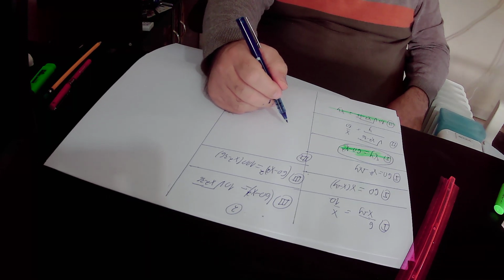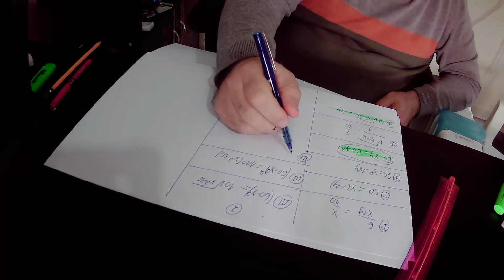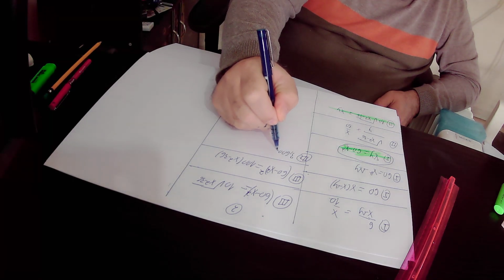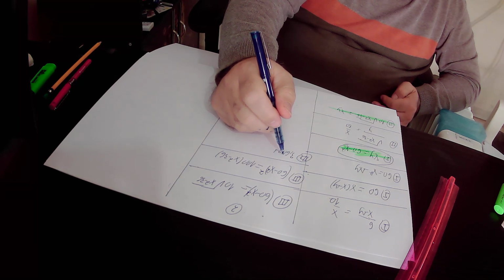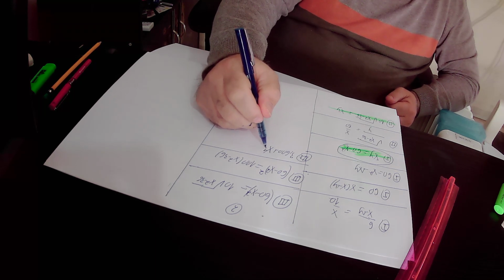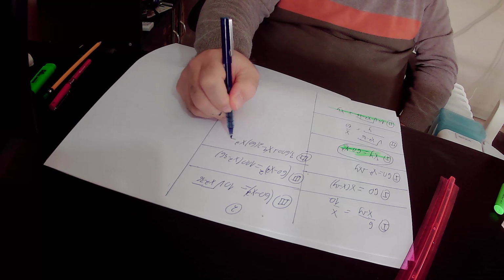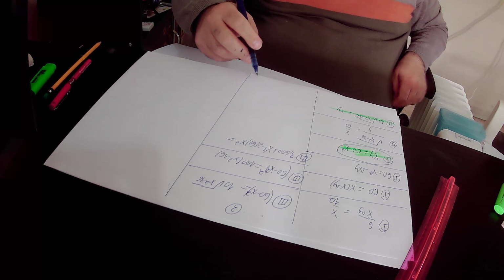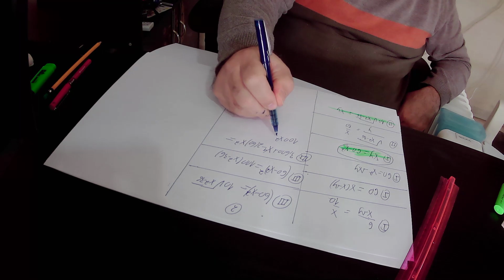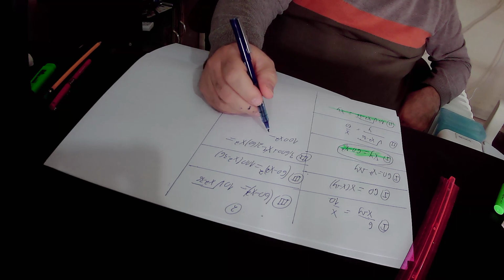(60 minus x squared) squared is 60 squared, that is actually 3600, plus x squared squared, which is x to the power of 4, minus 2 times 60 times x squared, and it is equal to 100 times x squared minus 100 times 36, which is minus 3600.